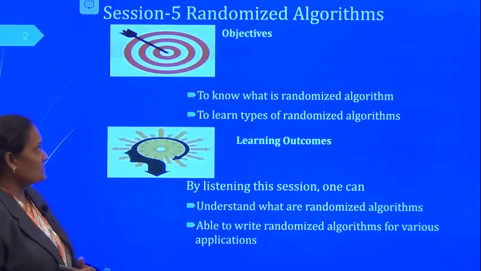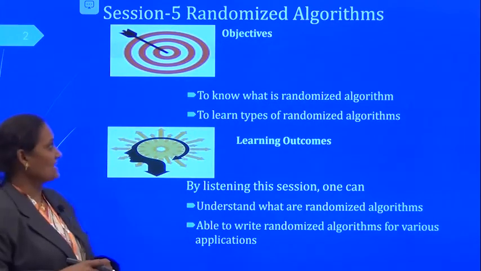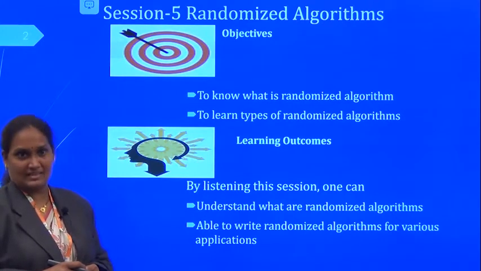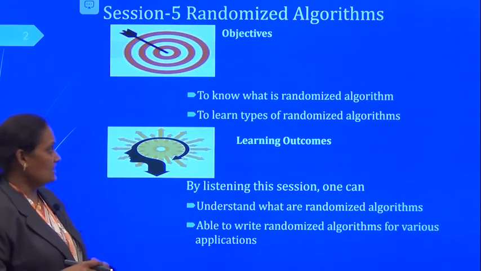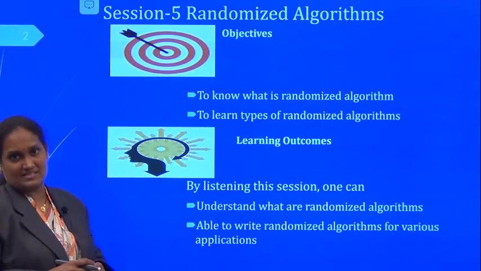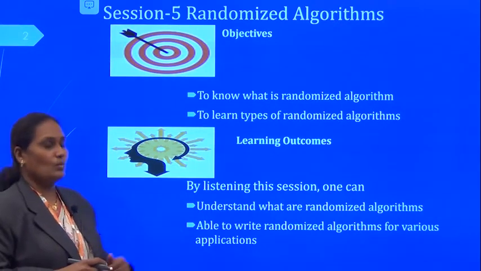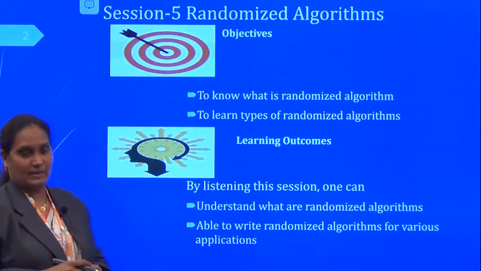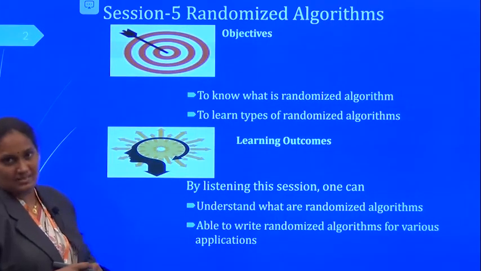The main objectives of this session are to know what a randomized algorithm is and to learn the different types of randomized algorithms. The learning outcomes are that by listening to this session, one can understand what randomized algorithms are and be able to write randomized algorithms for various applications.